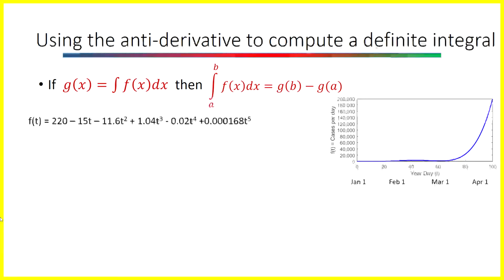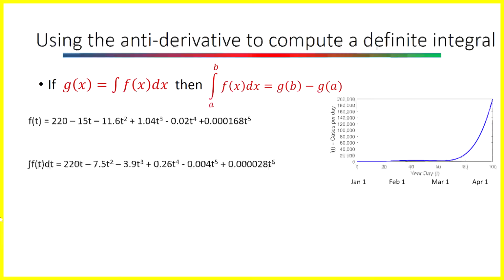The antiderivative of f of t is equal to 220t minus 7.5 t squared minus 3.9 t cubed plus 0.26 t to the fourth minus 0.04 t to the fifth plus 0.000028 t to the sixth.